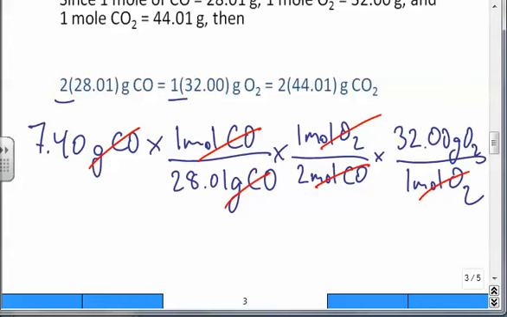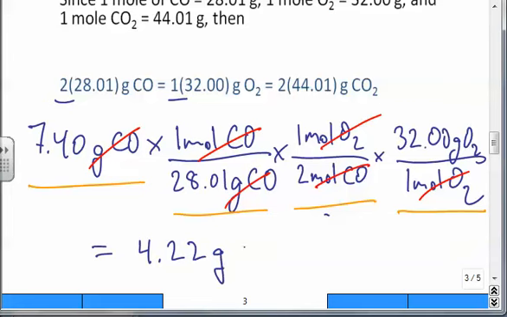So I'm going from grams of one reactant to moles of that reactant to moles of my other reactant to grams of that other reactant. This is going to be our standard strategy. Now in my calculator, I'm going to take 7.40 divided by 28.01 divided by 2 times 32, and this will give me 4.22 grams of oxygen. I'm given 3 sig figs in my starting value, so I'm going to report 3 sig figs in my solution.